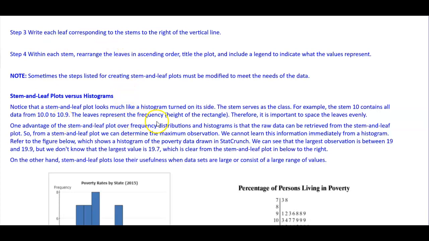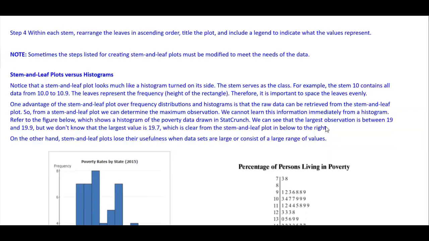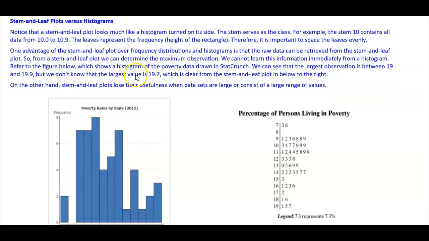The leaves represent the frequency, the height of the rectangle. So therefore, it is important to space the leaves evenly. Now, one advantage of the stem and leaf plot over frequency distributions in histograms is that the raw data can be retrieved from the stem and leaf plot.